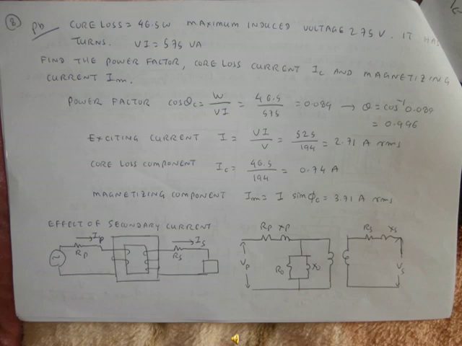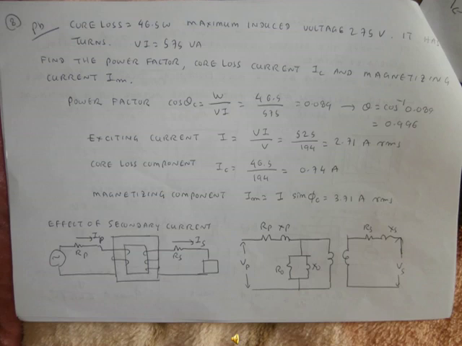So this is the magnetizing component. And then we can also see the effect of the secondary current. When the transformer is connected to the secondary winding and the circuit, we can draw the equivalent circuit diagram. In the diagram, you can see the primary is supplied. The primary resistor is RP, the primary current is IP, the secondary resistor is RS, and the secondary current is IS.